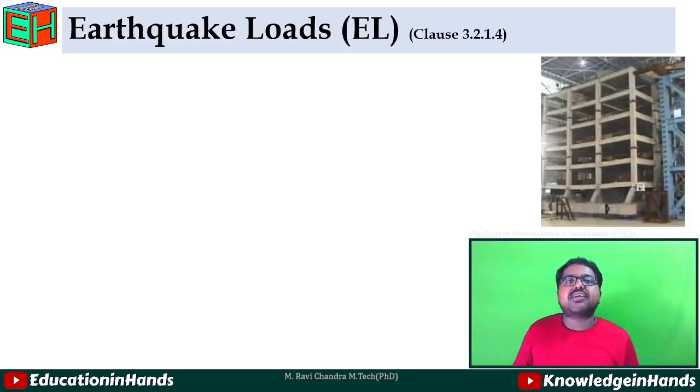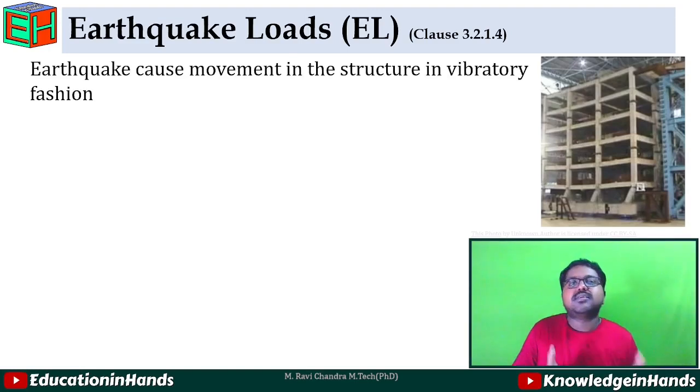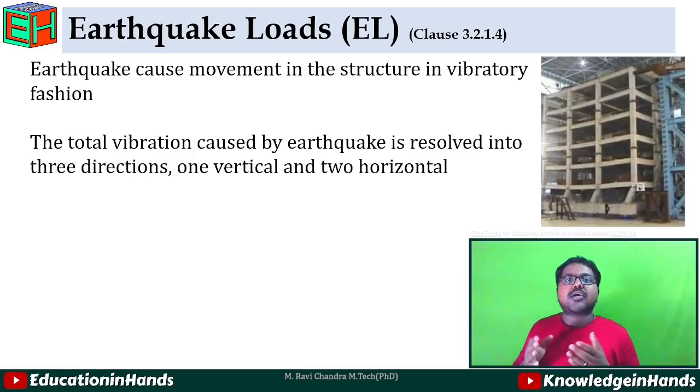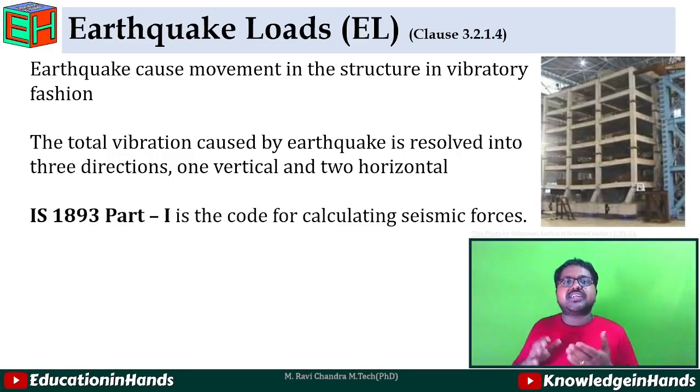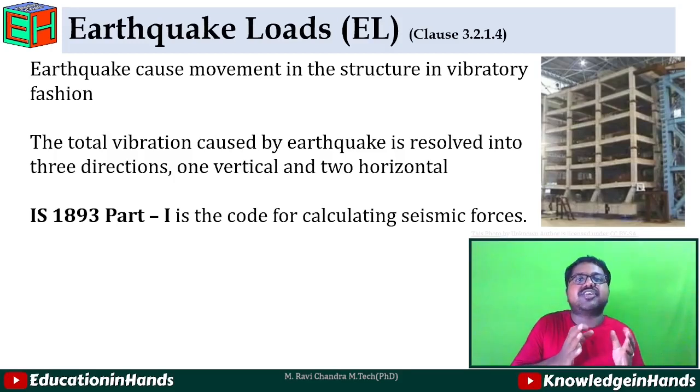The next one is earthquake load. It is given in clause 3.2.1.4, but that is just the basics. The design is completely given in another code. First, what is an earthquake and how does it damage a building? It causes movement in the structure in a vibratory fashion. Whenever an earthquake occurs in an area, it causes vibratory motion in the structure. The total vibration caused by the earthquake is resolved into three components, one vertical and two horizontal. These two horizontal directions are considered in earthquake resistant structural design.